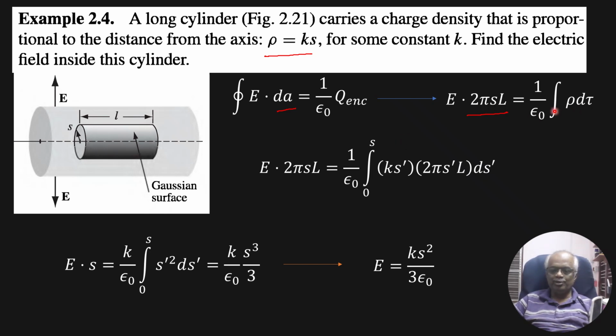Now you carry out this integral. You know rho is equal to k s prime. I am using s prime in order to differentiate it from this s. So s prime, of course, we are going to integrate from 0 to s. So this is the value of rho. Then what is d tau? 2 pi s prime L is the area multiplied by the small distance. This is d tau.